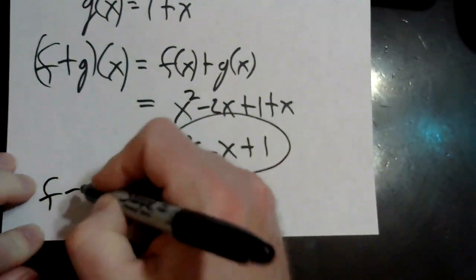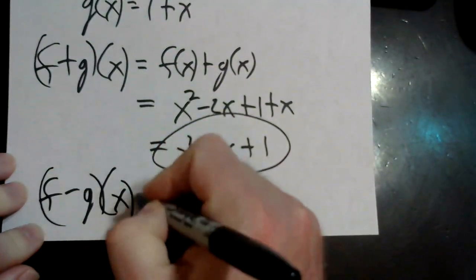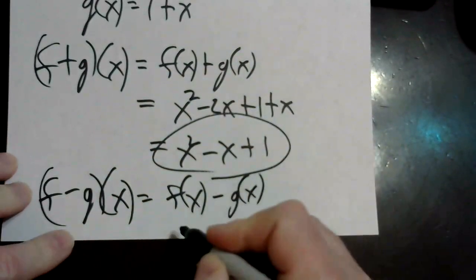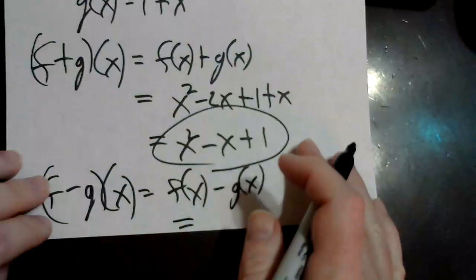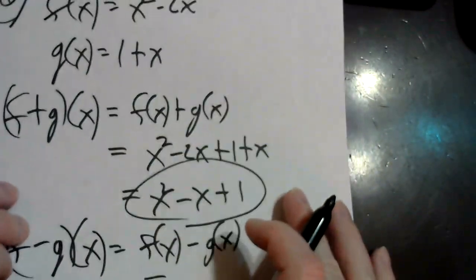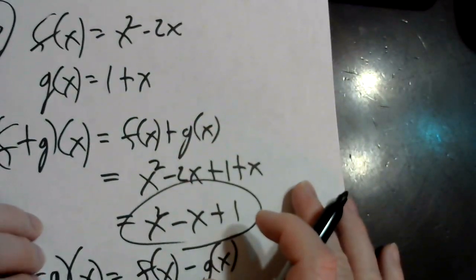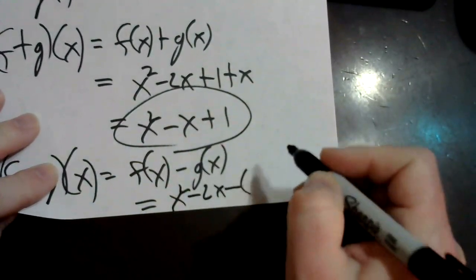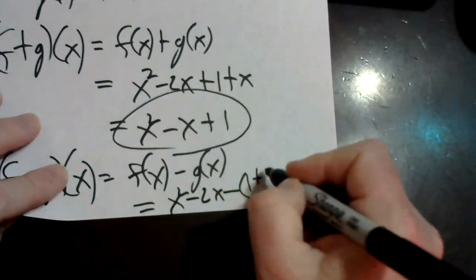And if you see this notation, you're supposed to know that that means the difference of the two functions, f of x minus g of x. So the only trick here is to make sure that you put your g in parentheses, because you're going to be distributing that negative sign. So x squared minus 2x minus, in parentheses, 1 plus x.